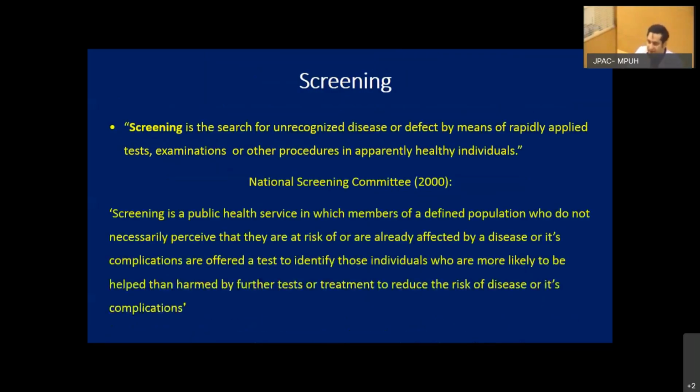Now let's define what screening is. Screening is the search for an unrecognized disease or defect by means of a rapidly applied test, examination, or other procedures in an apparently healthy individual. That is, the individual should be absolutely healthy. That is the National Screening Committee definition, which is an epidemiological definition, in which they say that the population should be defined, and it should be perceived that the population is at risk for that disease, and that the disease is going to harm the population in the future.